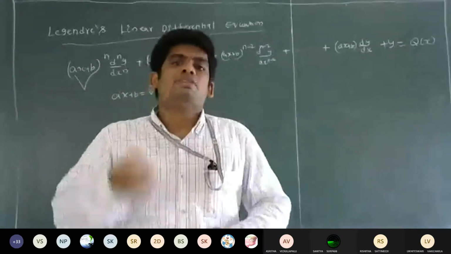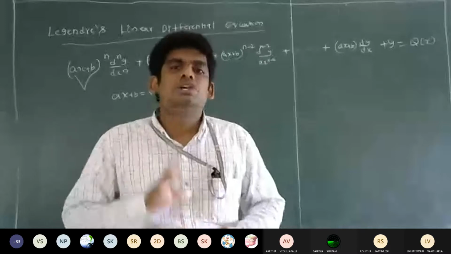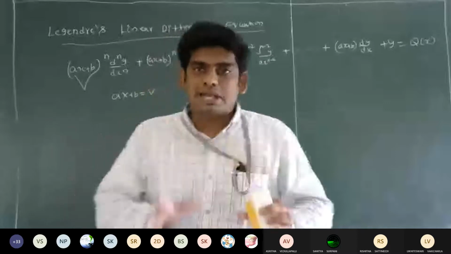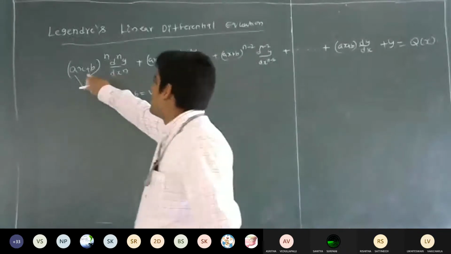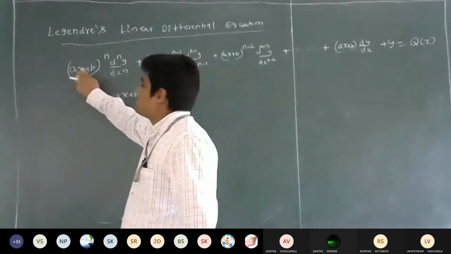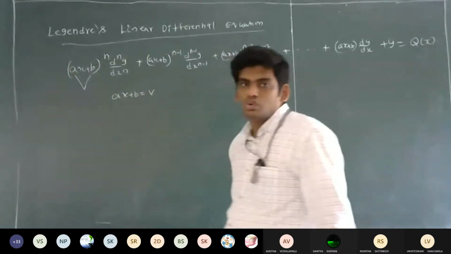Before that, first we will do one task here. The task is to change the Legendre differential equation into a Cauchy-Euler type differential equation. For that reason, just assume that it may be in the form of a plus bx, no problem. So now ax plus b is equal to e power z.